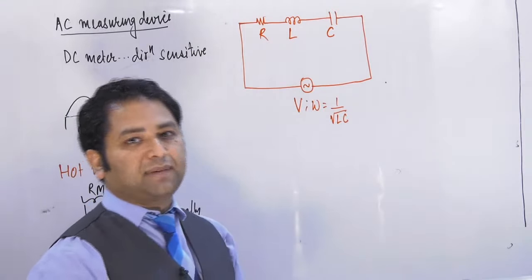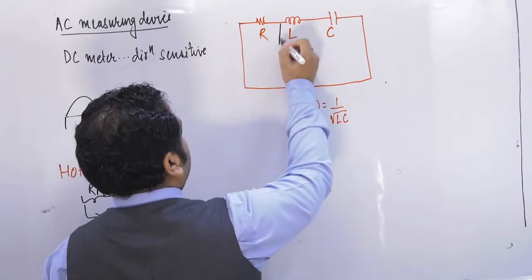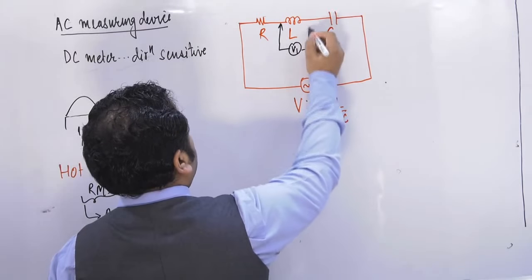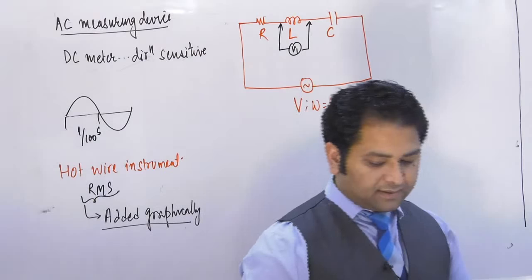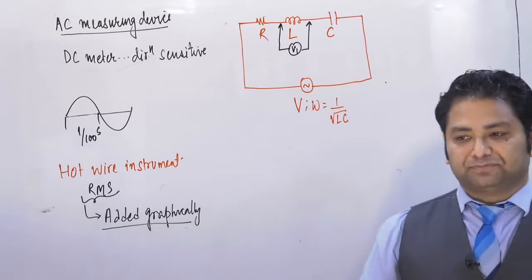Now let's go step by step. The first thing I require is this. If this is the voltmeter 1, yes, now find the reading of voltmeter 1. That's the first question to begin with. Move ahead.